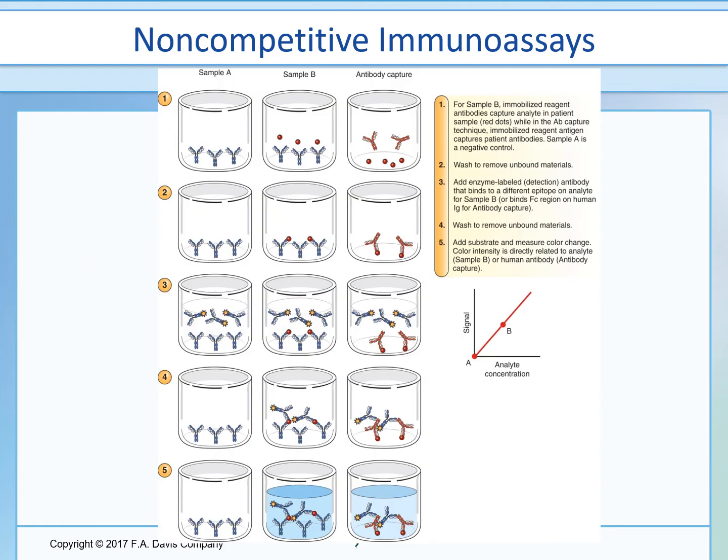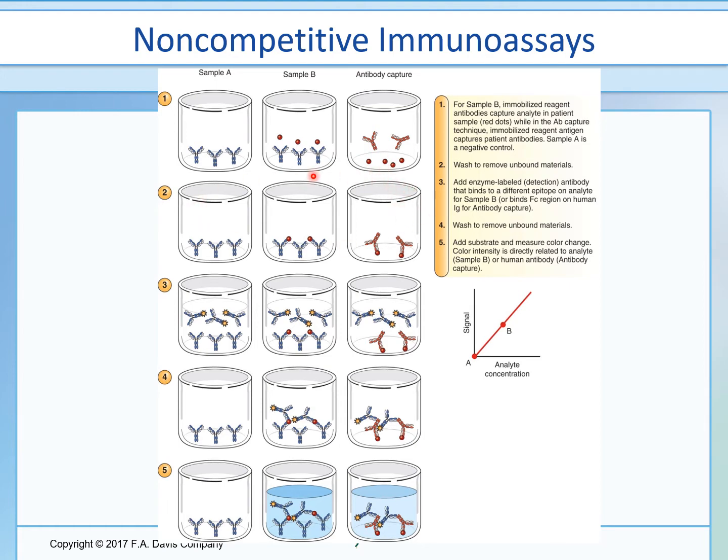In this figure, a non-competitive immunoassay is depicted. Here we have three examples. Sample A shows the negative control, in which no reactions take place. For sample B, immobilized reagent antibodies capture analyte in the patient sample, and these are denoted as the red dots. While in the antibody capture technique, in the last column, immobilized reagent antigen captures patient antibodies.